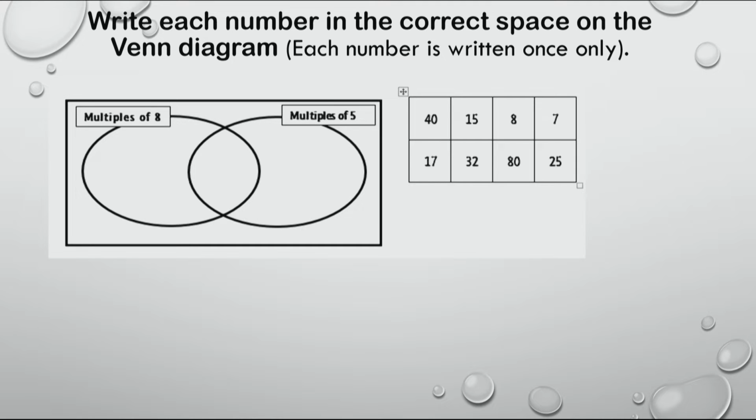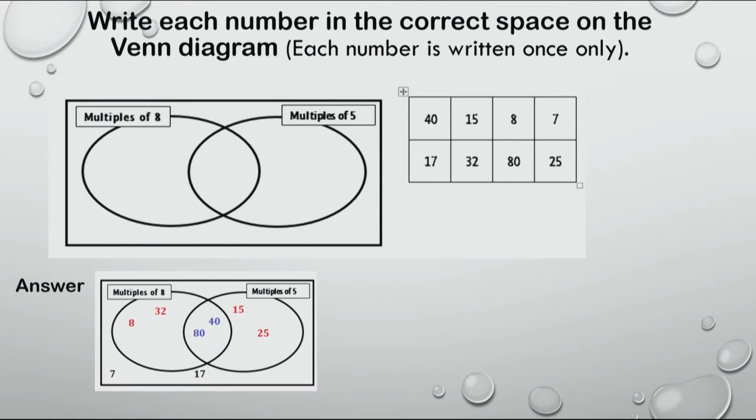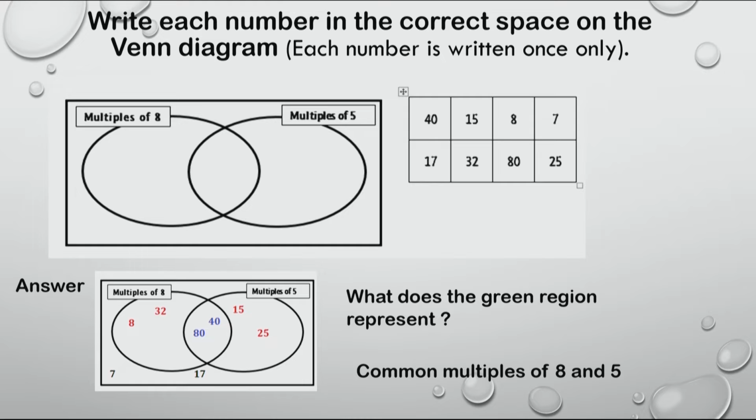Excellent, well done. Okay, let's have a look at the answer. If you've got this as an answer, you've got multiples of 8 only, that's 8 and 32. Multiples of 5 only, that's 15 and 25. And the region in the middle, oh sorry, it should be green, that's the common multiples of 8 and 5. And the 2 common multiples, that's 40 and 80.